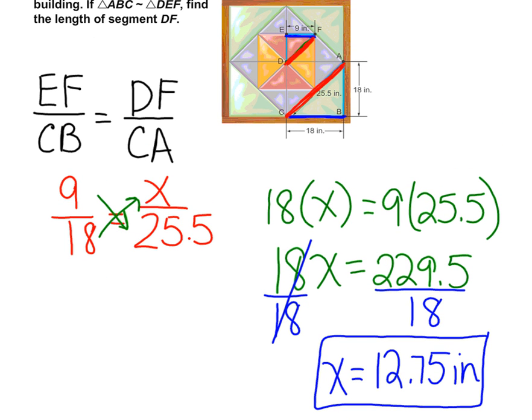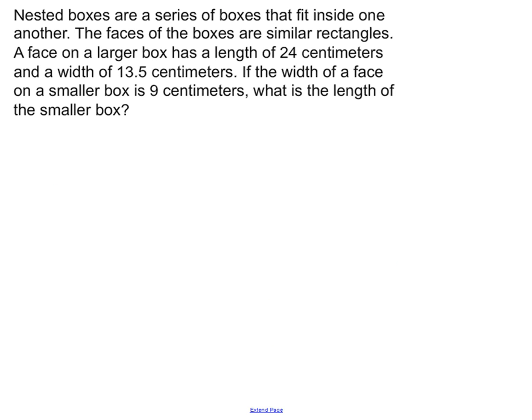Now, for my last example, this example actually doesn't have a diagram. Sometimes they're nice and they give you a real life example. Here they just kind of tell you in words what it is. So it says nested boxes, which basically are boxes inside of boxes, are a series of boxes that fit inside one another. The faces of the boxes are similar rectangles.